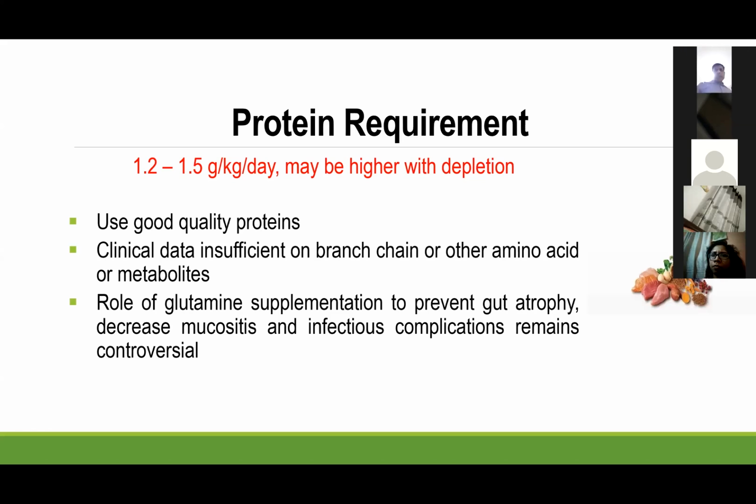At the same time, there are some important things about branched-chain amino acids and other amino acids and metabolites, but the clinical data is still insufficient to give conclusive findings. At the same time, glutamine supplementation is important in some aspects, especially to prevent gut atrophy and decrease mucositis and infectious complications. These also still need a lot of data to prove.